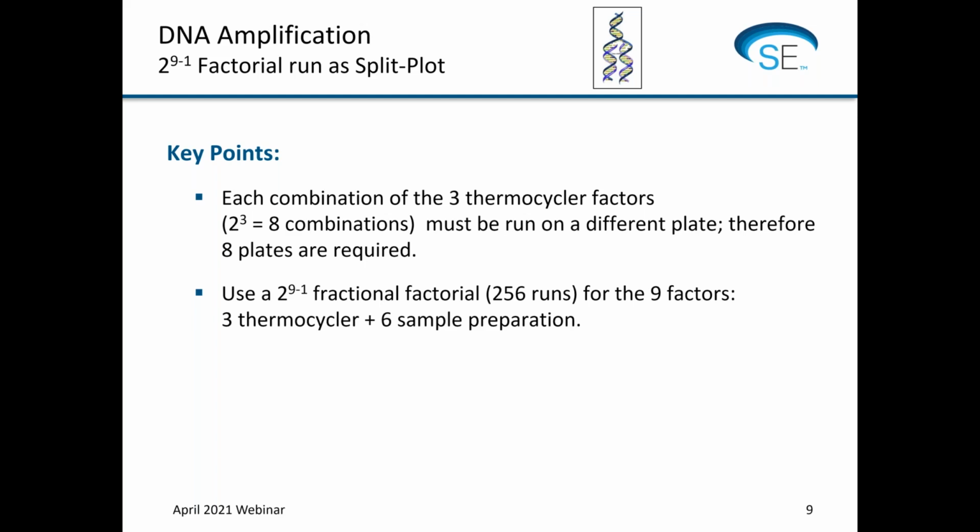Okay, so our 9 factors are going to be 3 thermal cycler factors and 6 sample preparation factors. If you take 256 and divide it by 8, you get 32. So there are going to be 32 subplots, or 32 of the wells, used on each 96-well plate for our experimental units.